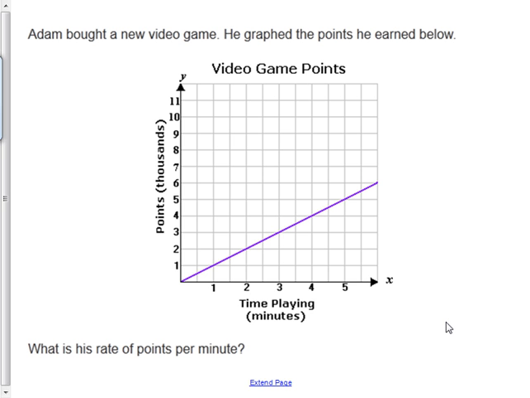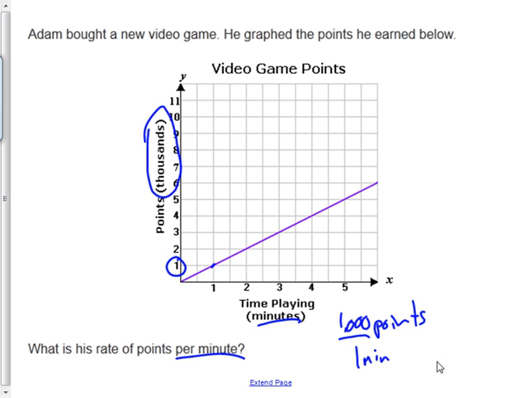Adam bought a new video game. He graphed the points he earned below. So what is his rate of points per minute? So again, this is kind of talking about a unit rate. We want per 1 minute. So time is right here, minutes. If I go up, this is where it crosses, it comes over. We see that it's a 1. But then I have to look at my label on the side, okay? So it's actually 1,000. So 1,000 points per 1 minute, or per minute. Now these would be multiple choice here, but they get cut off. So you could answer 1,000 points per minute, if it was something like that.